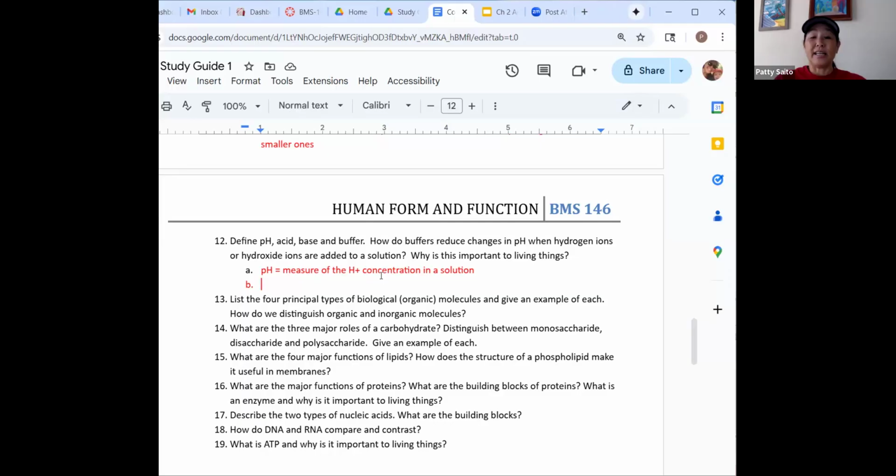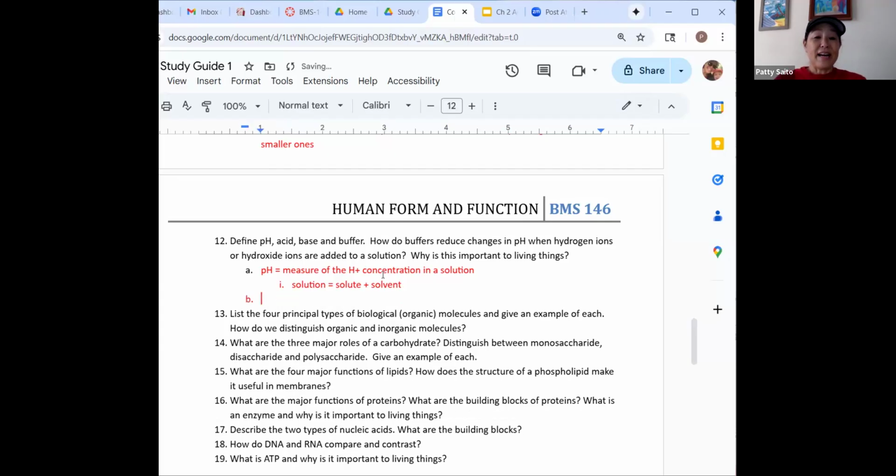Now, a solution is usually something dissolved into something else. So maybe I should put that here. A solution is made up of a solute. Solute is what we're dissolving, and it's dissolved into a solvent. A lot of times the solvent is water. So the solvent is the stuff that you're dissolving the solute in. If we're making sugar water, for example, the solvent is water and the solute is sugar. We dissolve it in there and we get a solution. All right. So pH is a measure of the hydrogen ion concentration in a solution.